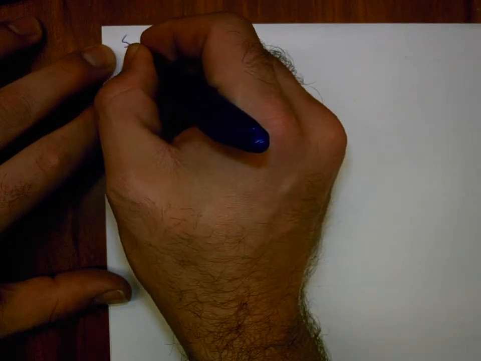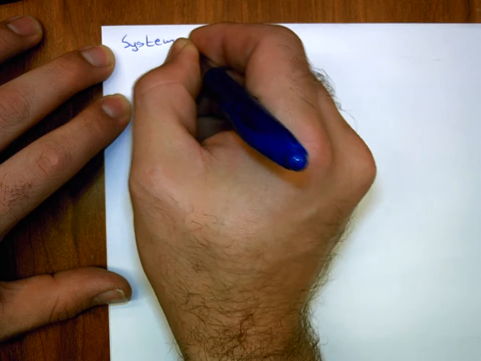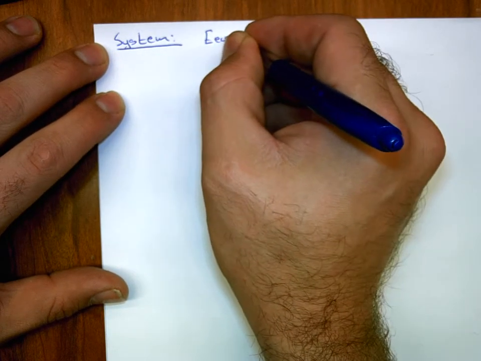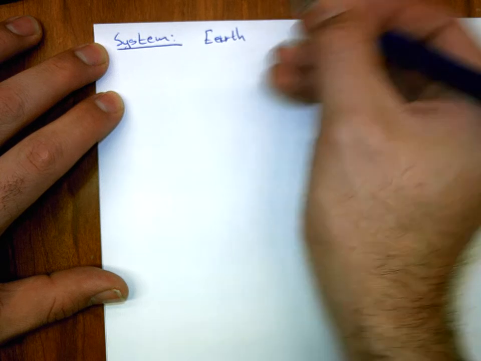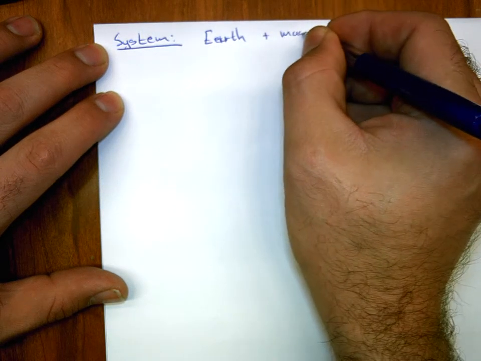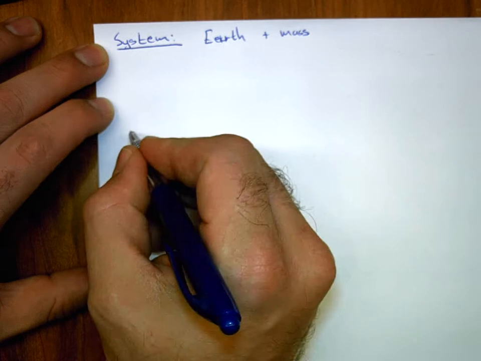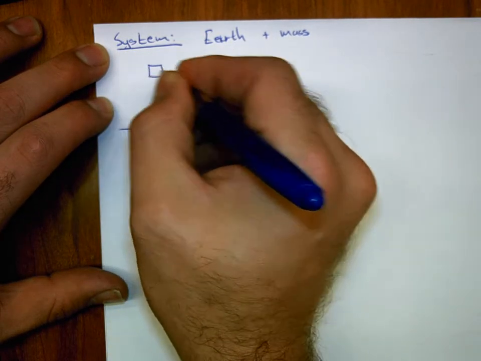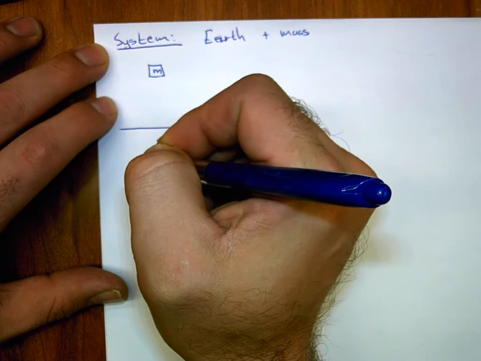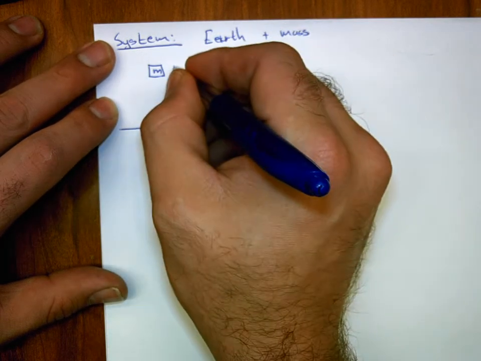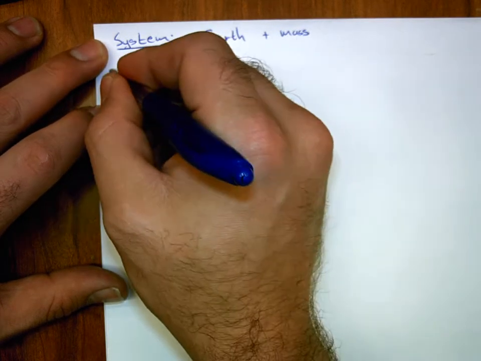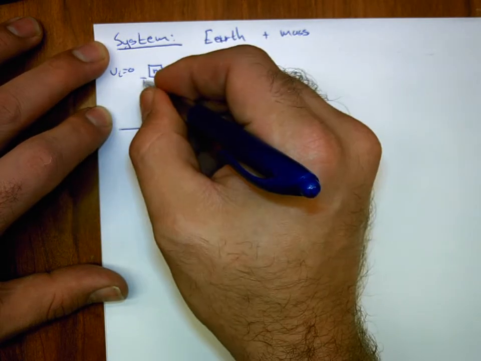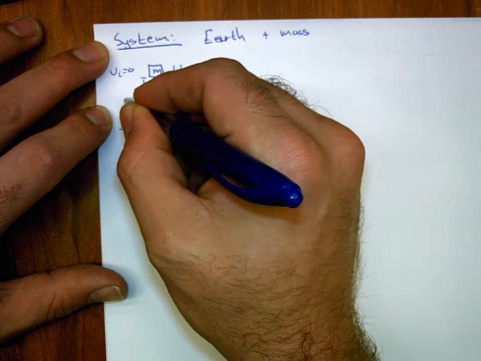First, let's define our system. The system here in this case will be the Earth plus the mass that is somewhere above its surface. So we can say that's the surface of the Earth. Here is the mass. It's given to be 4 kgs. Its initial speed is 0, and it is 10 meters above the surface.